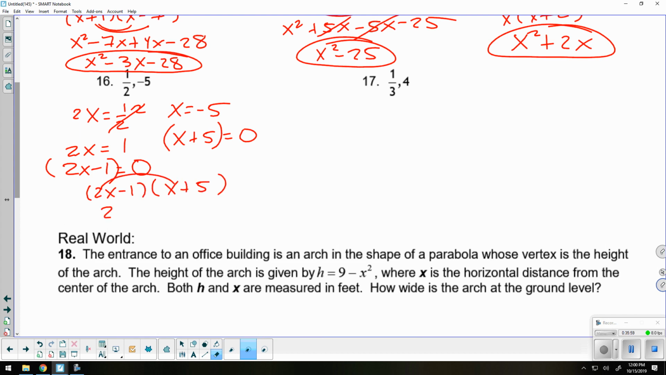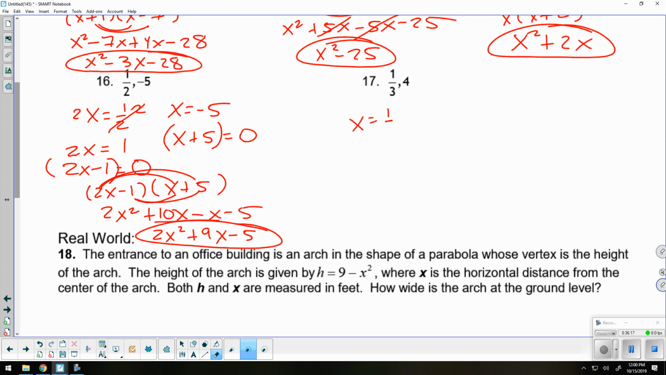So we get 2x squared. We get a 10x minus 1x minus 5. Combine your like terms, you have 2x squared plus 9x minus 5. That's the original quadratic. All right, so same thing for 17.